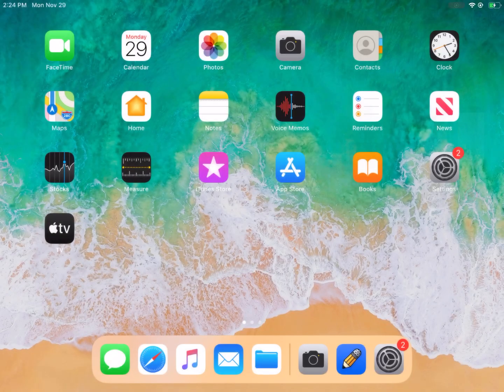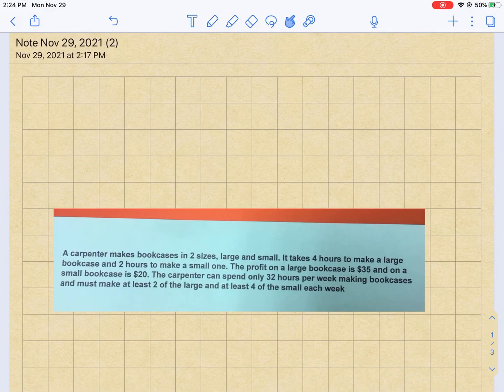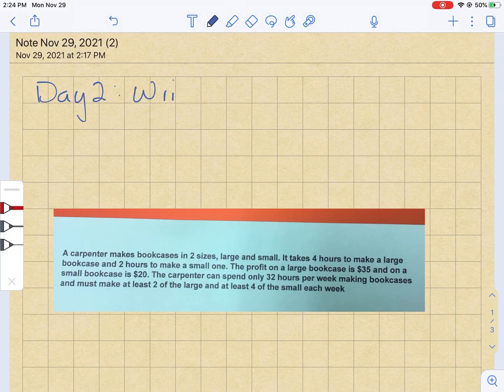Today we're going to take a look at a few more problems. So what I want you to do is in your notebook here, our day 2 goal, so this is the second day of this chapter, is to write linear inequalities from word problems.